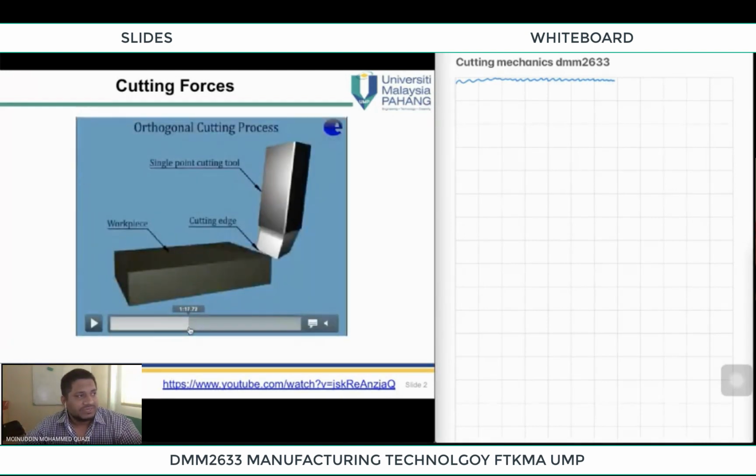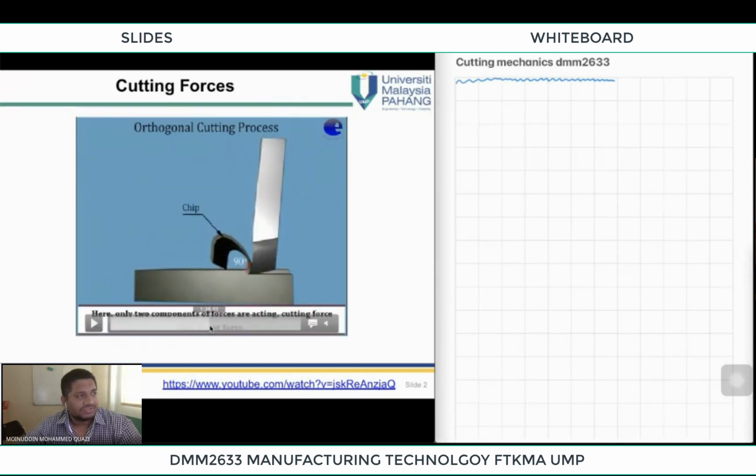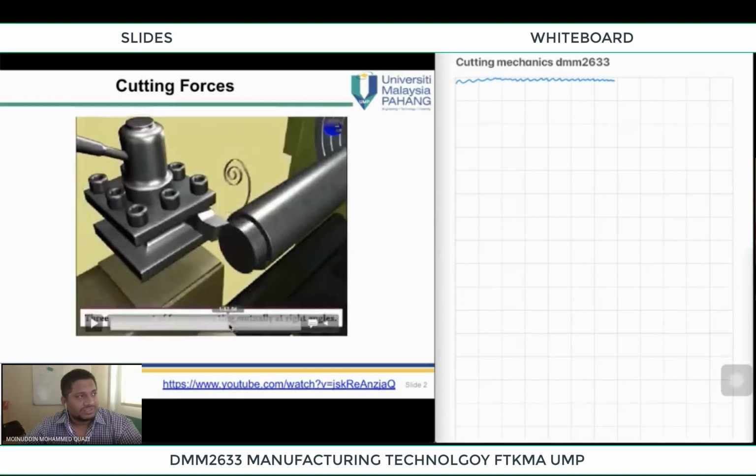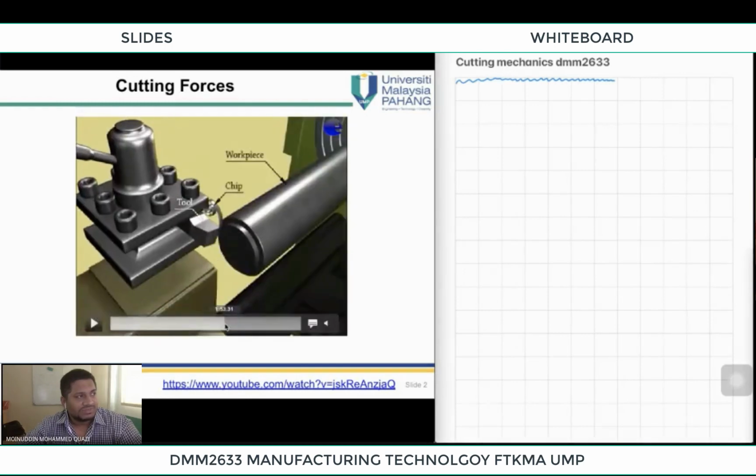So this is a single point cutting tool. This is the cutting edge. This is the workpiece. It is moving in this direction to produce chips. Okay. So this is how chips are produced. You can see the chips are curling up.